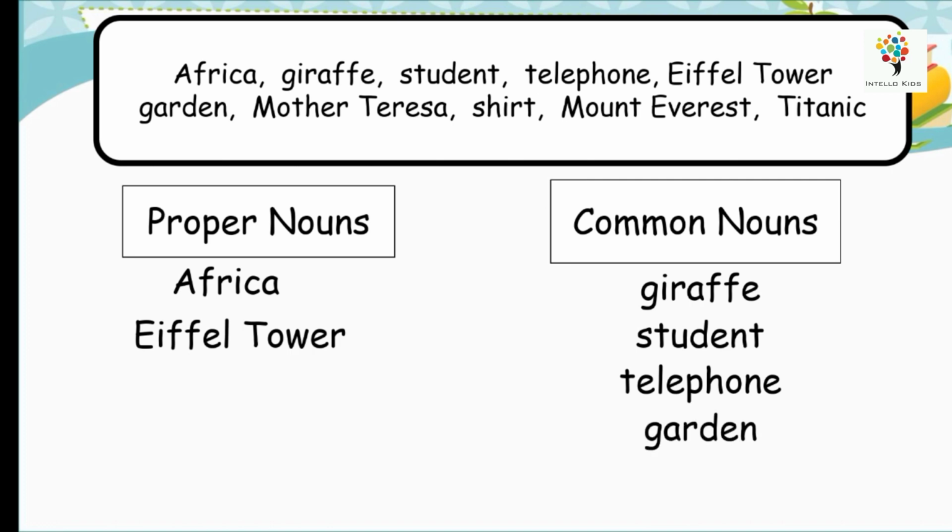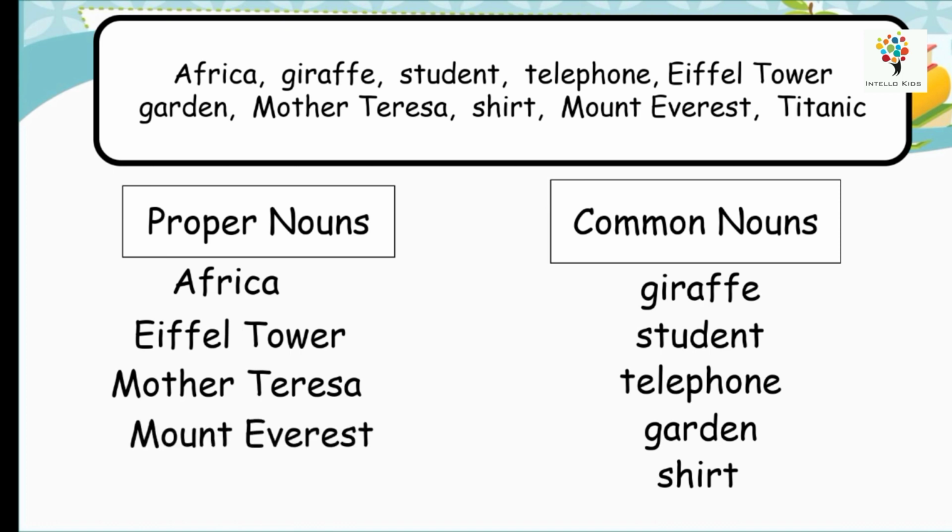Garden, this is a common noun. Mother Teresa, a proper noun. Shirt, common noun. Mount Everest, it is a proper noun. Titanic, a proper noun. So I hope you all have learned how to differentiate between proper nouns and common nouns.